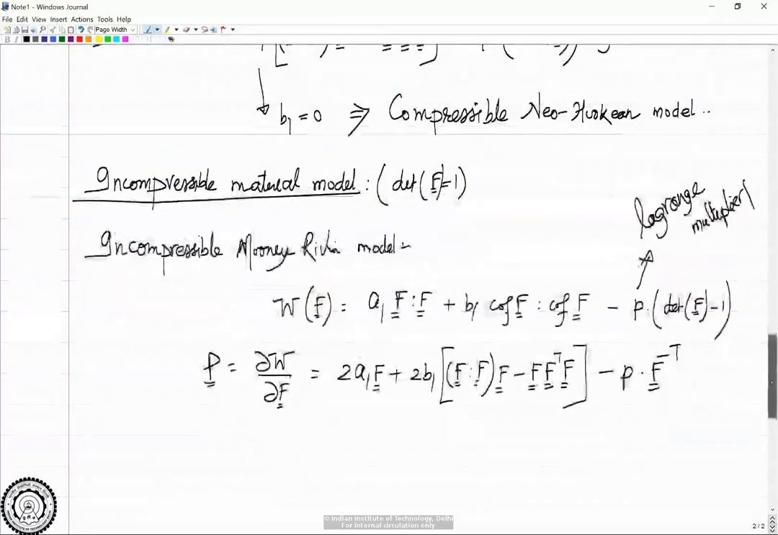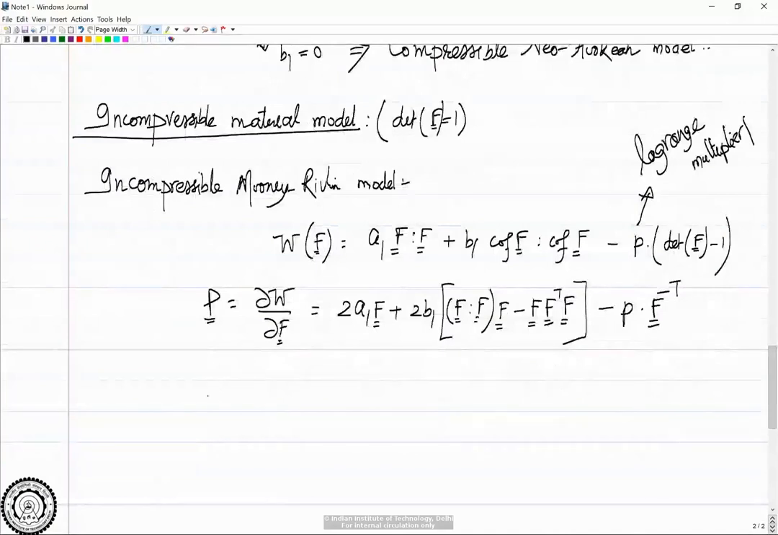Okay, and if you further work out what is going to be sigma, the Cauchy stress tensor, then sigma, so why did we augment? Because, see, if it's an incompressible material, then your big F cannot be arbitrary. It has to satisfy that constraint, no? The determinant being equal to one. So when you try to find out first Piola-Kirchhoff P by taking the derivative of W with respect to F, what does the derivative do? The derivative is you have to change the components of big F, no?